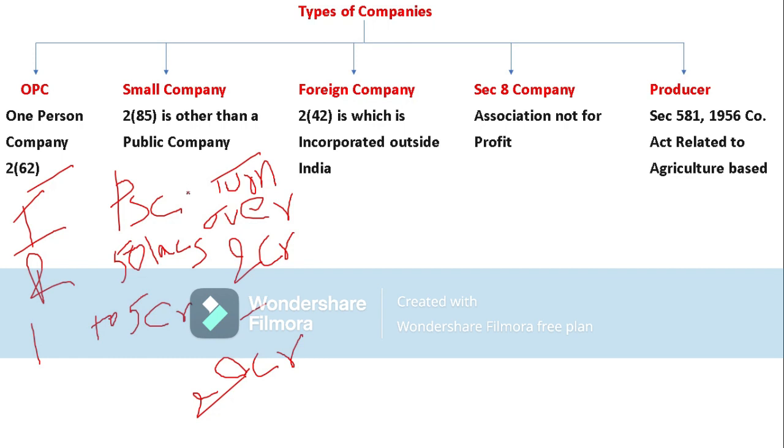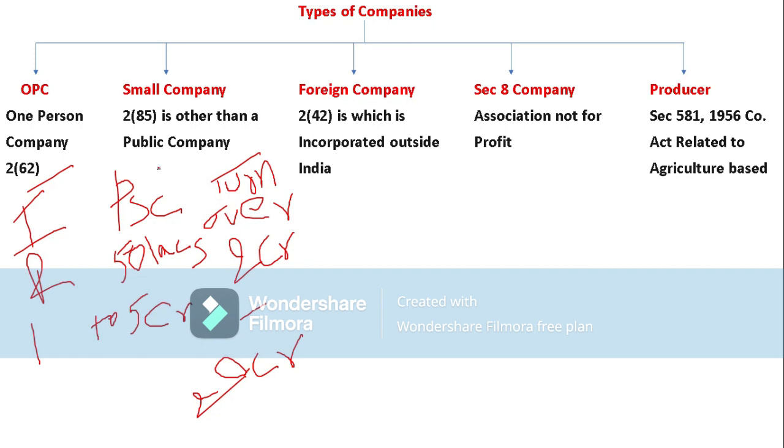Okay, and at the same time it should not be a holding company or subsidiary company. So this is very important. Small company means, we studied previously holding company and subsidiary company. Okay, so what are holding companies and what are subsidiary companies we have studied. So such type of companies are not considered as small companies.